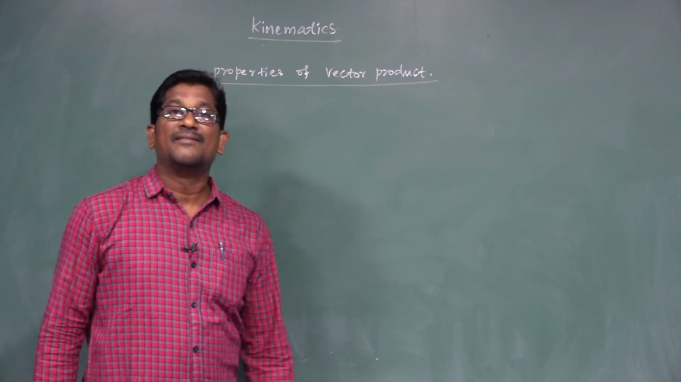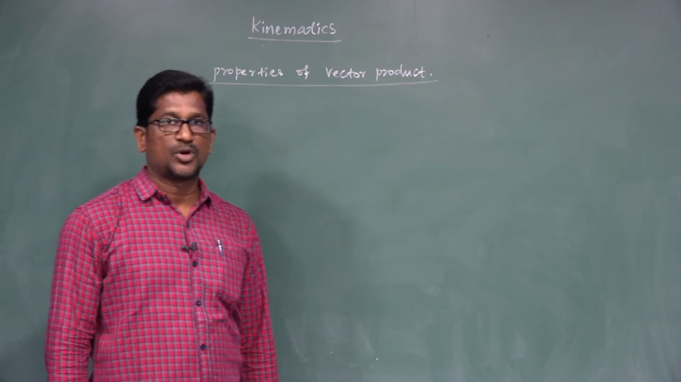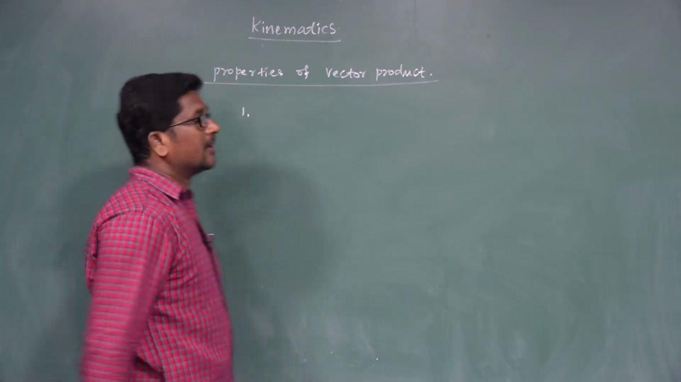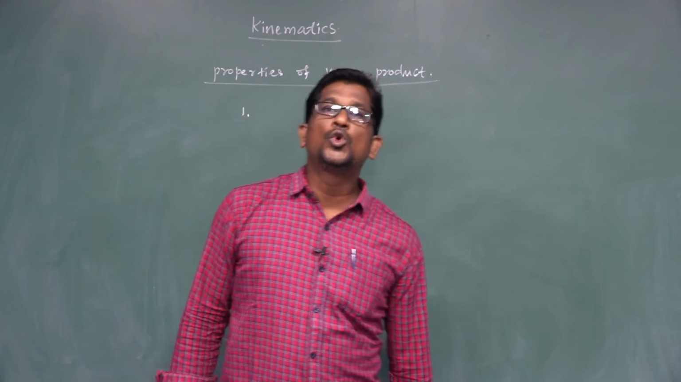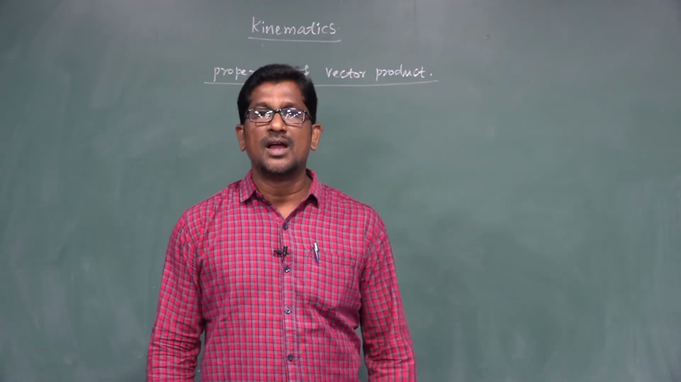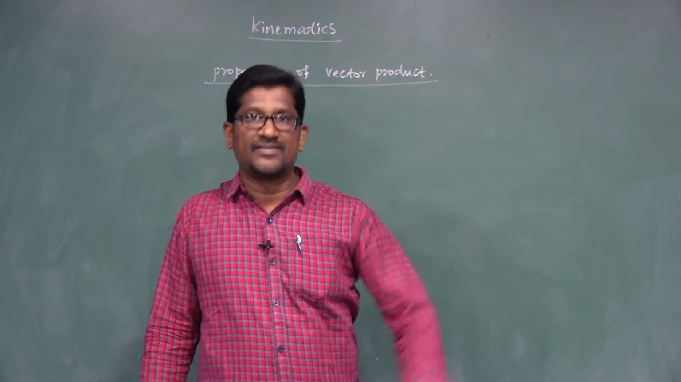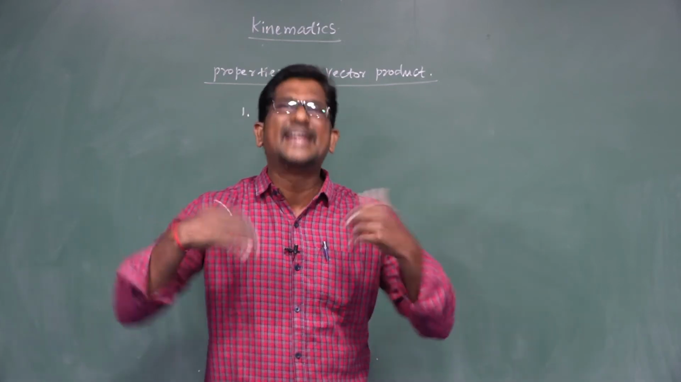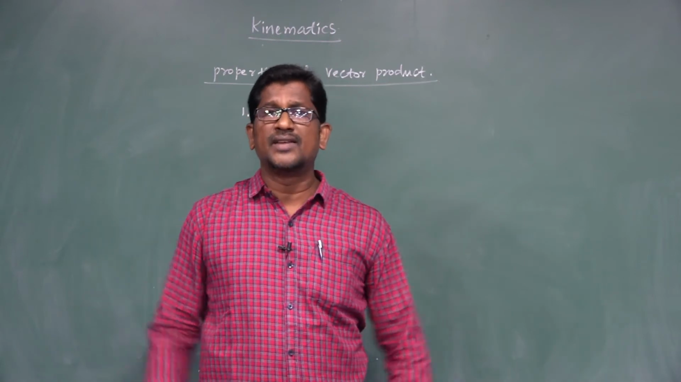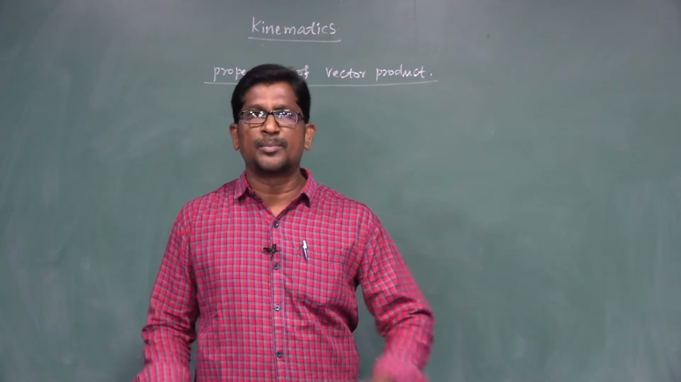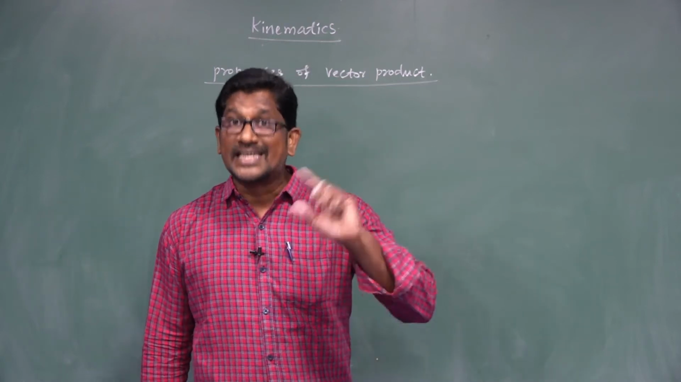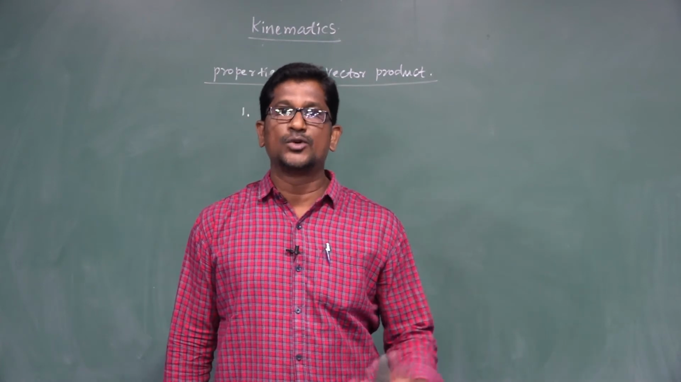Important properties of vector product of two vectors. Right. First property, the vector product of any two vectors always gives another vector. It may be A vector and B vector, or C vector and D vector, or E vector and F vector, whatever it may be. So the vector product of any two vectors always gives another vector.